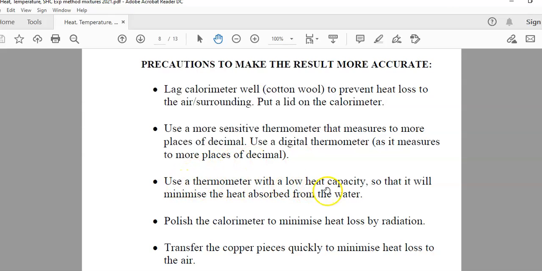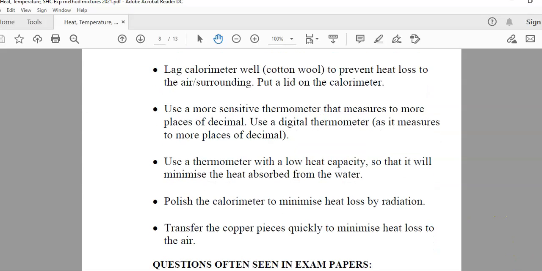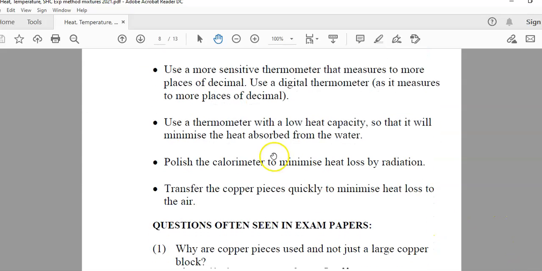Use a thermometer with low heat capacity. That's the precaution. What does that mean? Well, that means the thermometer doesn't absorb very much heat from the water. It will minimize the heat that is absorbed from the water that you're trying to measure the temperature of. Another precaution is to polish the calorimeter to minimize heat loss by radiation. It's a very theoretical one, but it should work. And of course, transfer the copper pieces quickly to minimize heat loss to the air, to the surroundings.